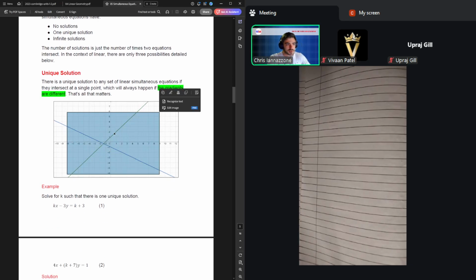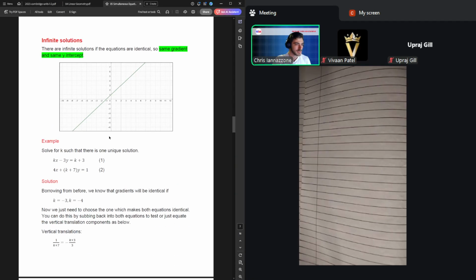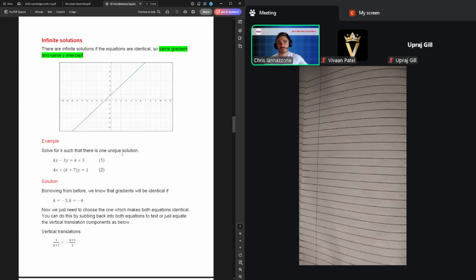It's easiest to think about it graphically. A unique solution just means that the two linear equations that you have meet at a single point. That's all it's got to do. It's got to have some unique x and y pair that it matches. For infinite solutions, it just means that the lines become exactly the same. They are completely overlapped. They have the same gradient, the same y-intercept. They are the same equation. That's what it means to solve for infinite solutions. You pick your value of k to make them absolutely identical.